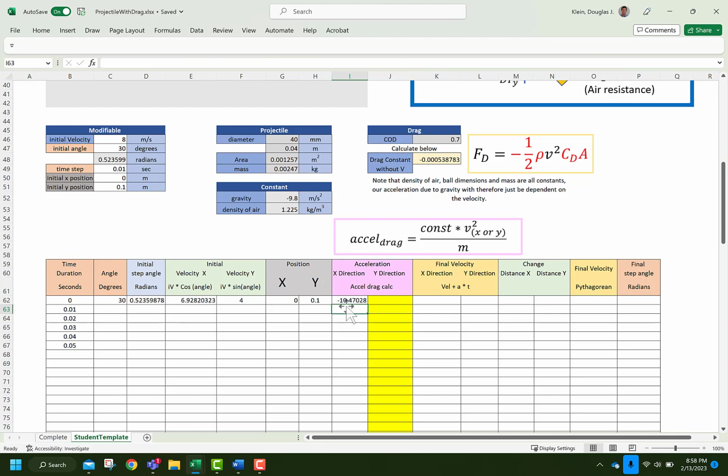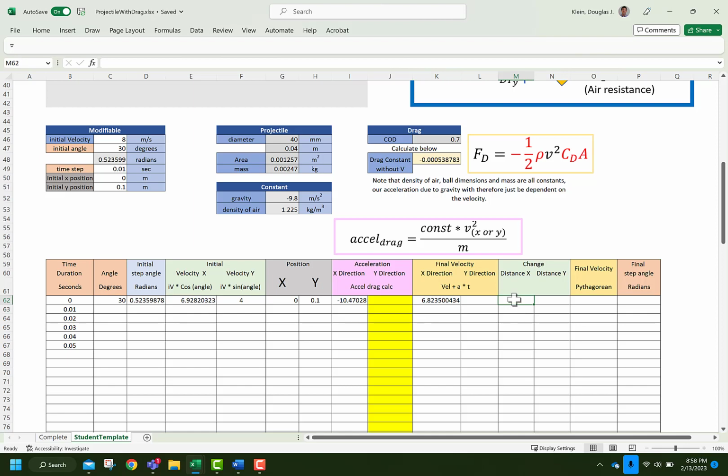Right? Once I have my acceleration here, I can go and work on my final velocity. And so I'm going to type in equal. I'm going to take my velocity in the x direction, and I am going to add it to my acceleration times my time constant. And again, I'm reaching up here, so I need to be intentional about pushing F4 to lock that in. So we can see it's slowing down, so that's a good thing.